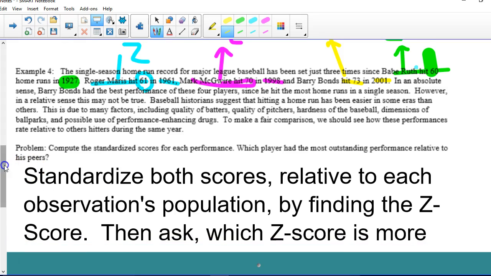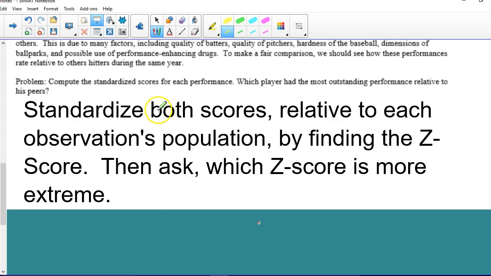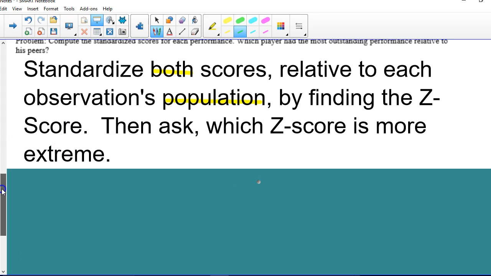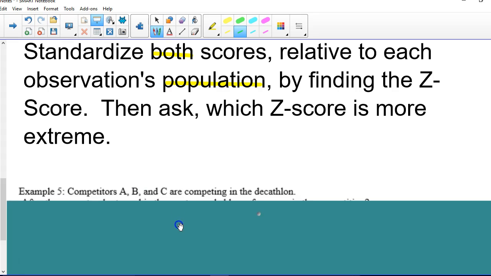Now you can write down what I put formally. Standardize all scores, so there's 4 of them, relative to each observation's population. What do I mean by that? I mean each year. You find the z-score and then ask which z-score is more extreme. In this case, we would say most extreme. Thanks for bearing with me on that one.